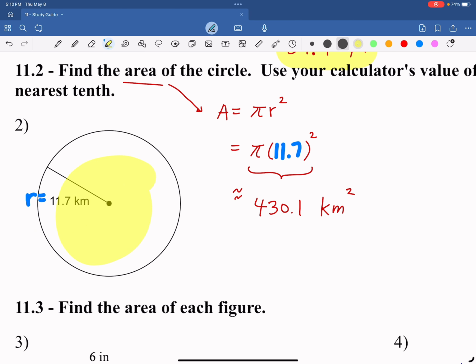Well, this is a two-dimensional area. It's no longer just a one-dimensional line. It is two-dimensional. It's just a flat surface. Well, that region is basically 430.1 kilometers squared.